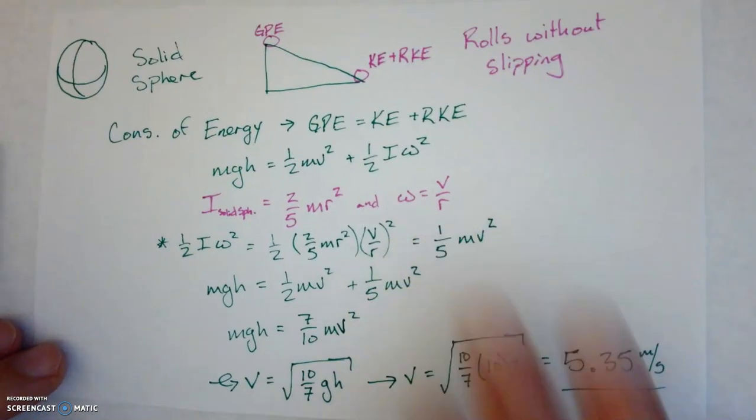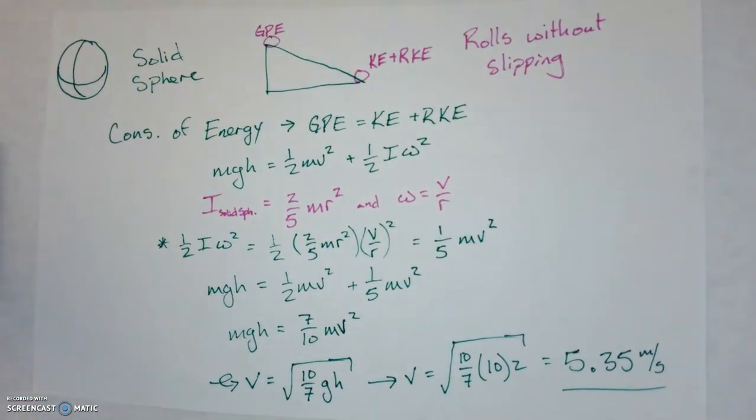Okay, next we have the solid sphere, again following the same process. The only main difference is a different moment of inertia. Everything else follows the same pattern. We just end up with a different number that makes its way through. So we get a velocity as the square root of 10/7 times gh. And this we get a velocity of 5.35 meters per second. So just a little bit faster than the disk.